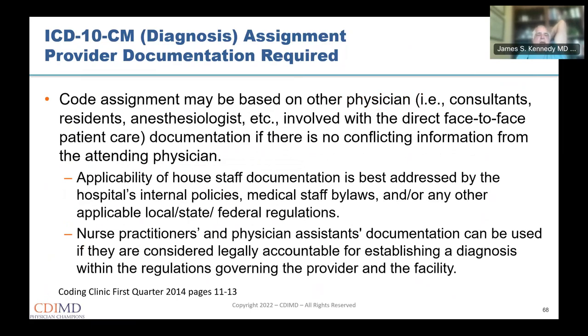Good news is that we may use other physicians other than the attending physician. If there's no conflicting information, even we can use house staff documentation and physician's assistants and nurse practitioner documentation to obtain a code, provided that there's no conflicting information. If there is conflicting information, then the attending physician has to be addressed in order to clarify the conflict. So the neurologist may have said stroke, the attending may have said transient ischemic attack. You would need to go to the attending, not the neurologist, in order to clarify what should be reported for coding purposes.